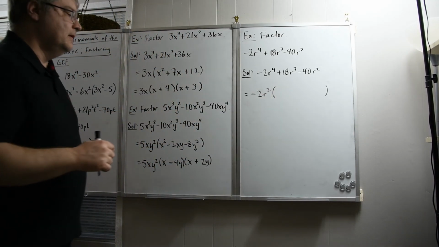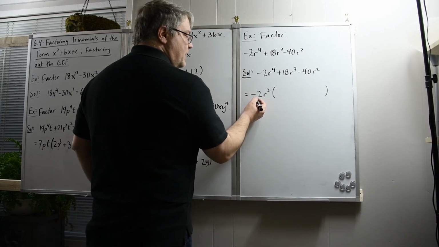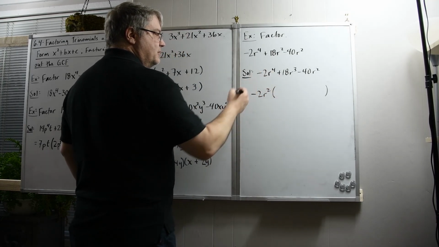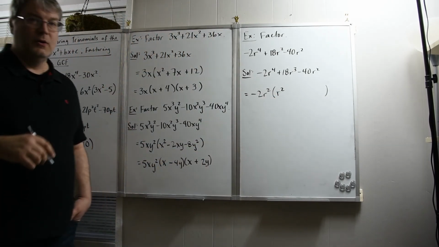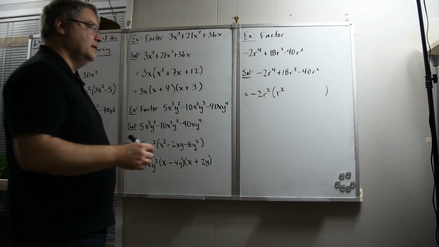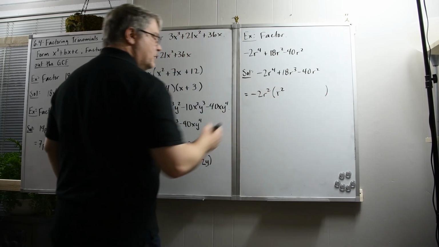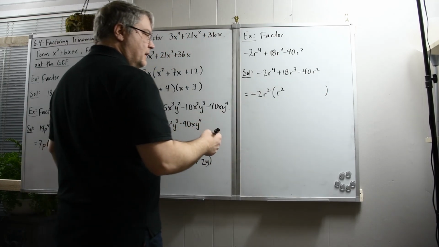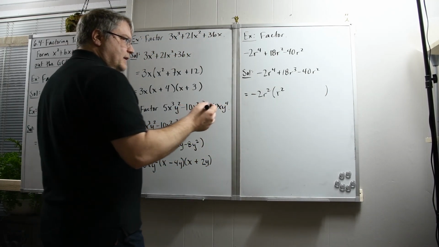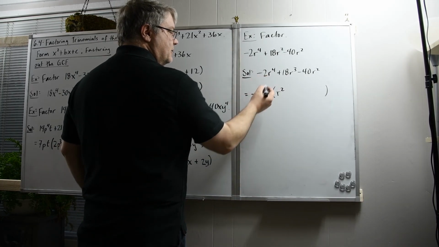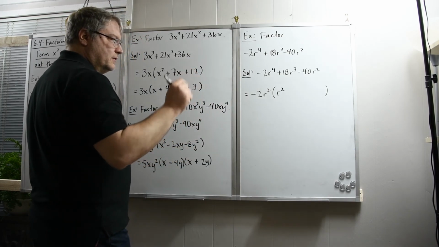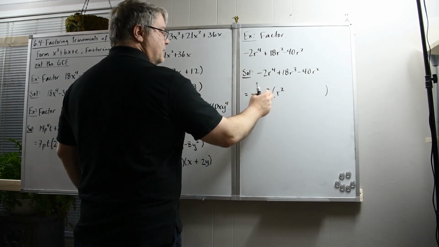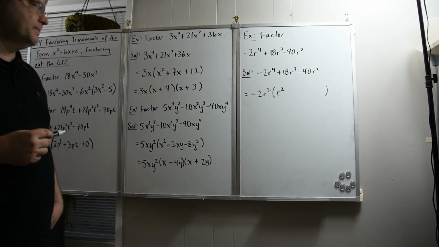Notice, I asked the question, what times negative 2r squared is negative 2r to the fourth? The answer, r squared. We've got a leading coefficient of 1 for that factor that's sitting over here. Of course, you could say we can get the r squared by dividing this term by the negative 2r squared. Negative 2 divided by negative 2 gives us 1. R to the fourth over r squared is r squared.